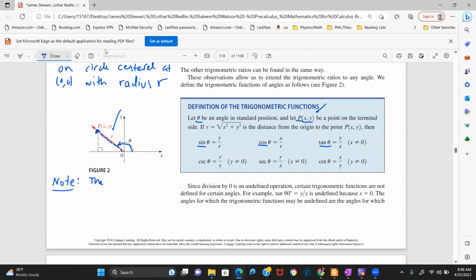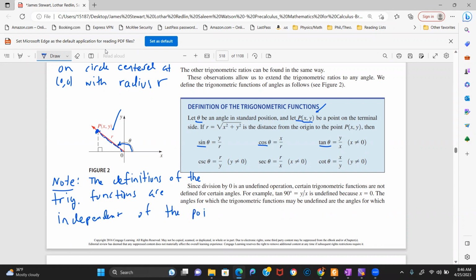The definitions of the trig functions, this just summarizes what I said out loud, are independent of the point x comma y you choose on the terminal ray, I think we call it.